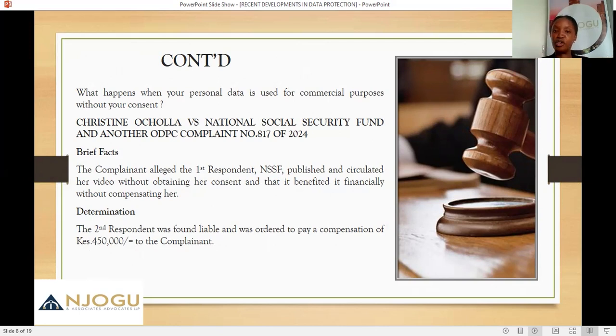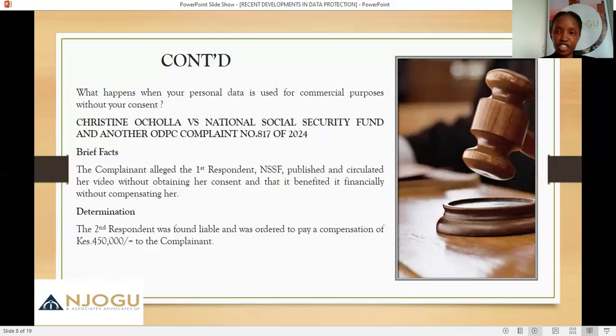There was a unique case before the ODPC. Let's look at how they reasoned it. Let's look at the brief facts of the case. So the brief facts of the case were the complainant was given a call by one of the representatives of the National Social Security Fund. And the representative said they have looked at the profile of the complainant, that's Christine Otala, and they have seen she has a YouTube channel, and they can use her to be able to market NSSF services to the retirees and employees.